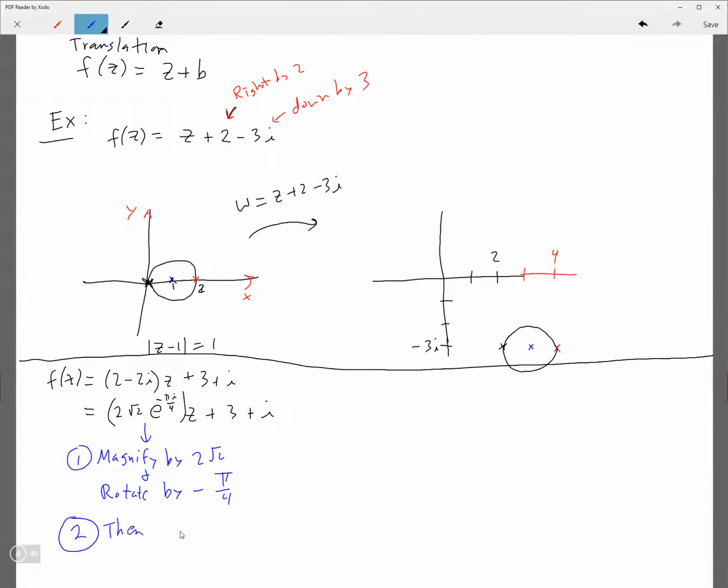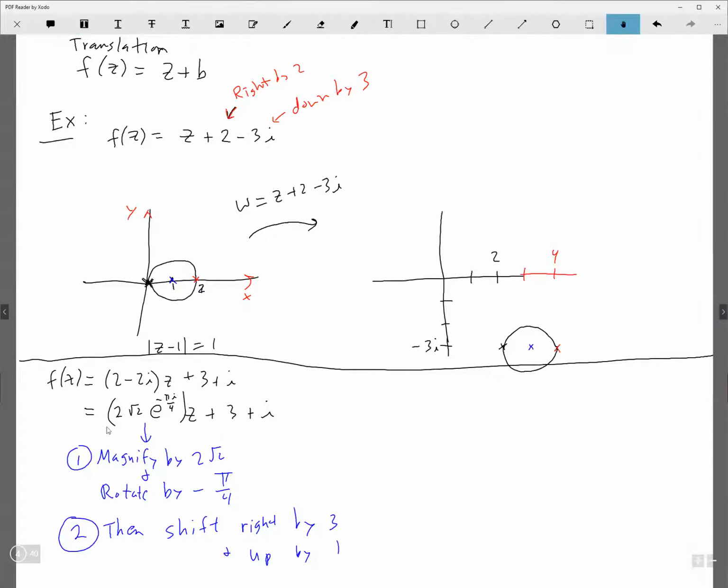And then the second thing is this translation. Then you're going to shift. And what does the translation say? The 3 plus i. What does the 3 do? Right by 3. And the i? Up by 1. So right by 3 and up by 1. Okay, so that's how you would handle something like this.